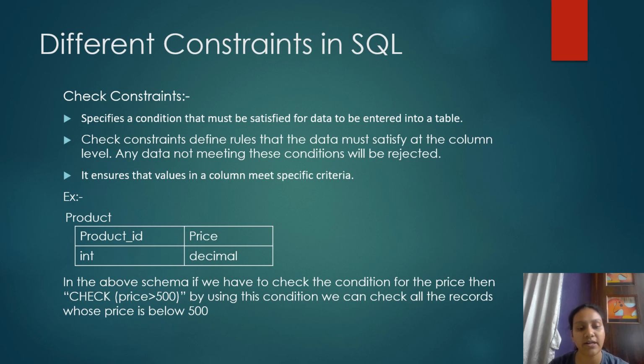A check constraint specifies a condition that must be satisfied for the data to be entered in a table. So the check constraint defines rules that the data must satisfy at the column level. Any data not meeting these conditions will be rejected, and it ensures that the values in the column meet a particular specific criteria.